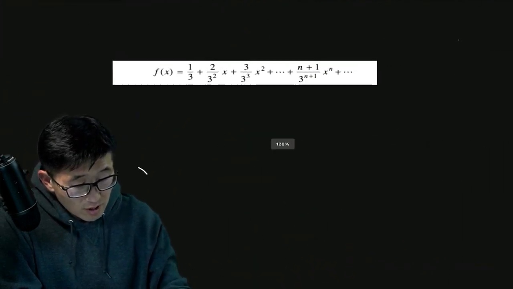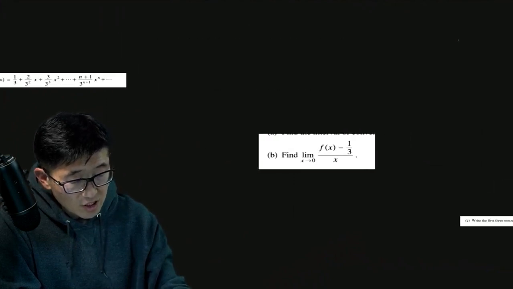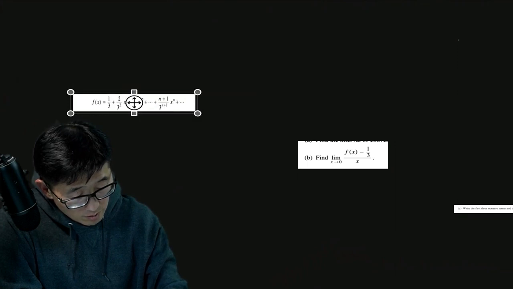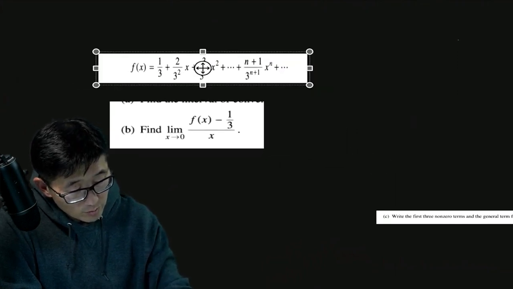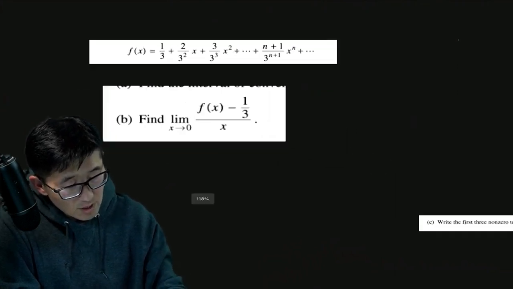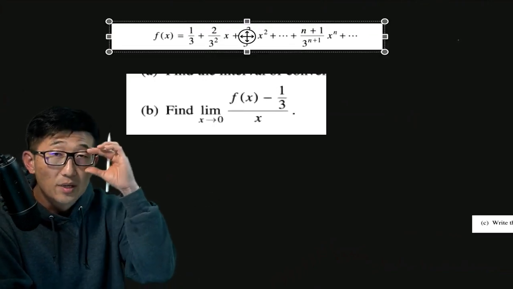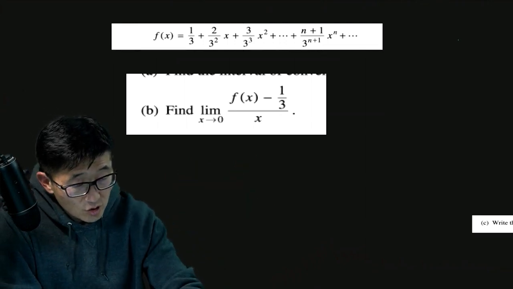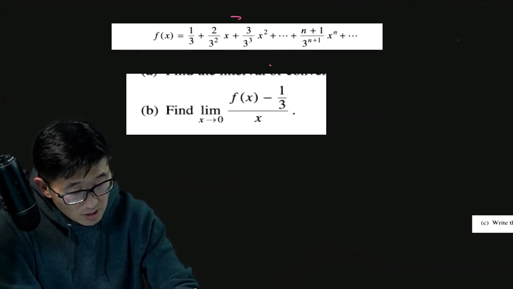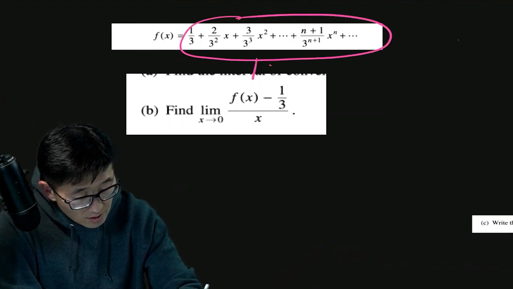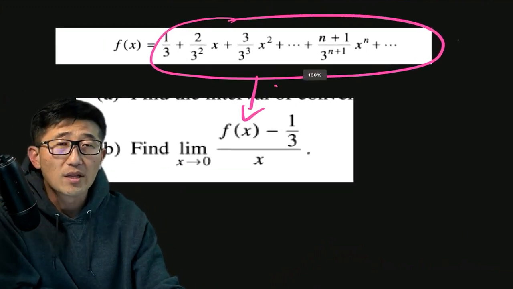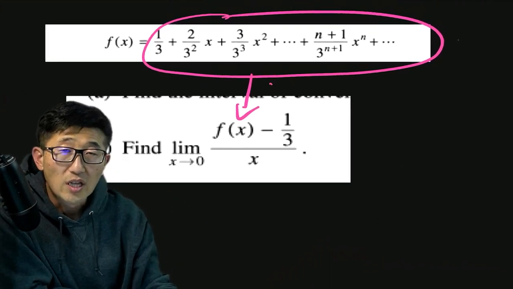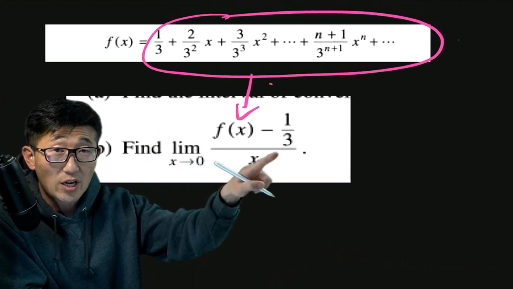Okay, take a look at letter B now. Now this is actually not too bad either. Okay, so I'm going to put it right there. They're asking you to take the limit of this situation here, utilizing f of x, which happens to be this whole thing right there. Now the dots mean it's infinite. Okay, fine. Notice they want you to take all of that and subtract 1/3.